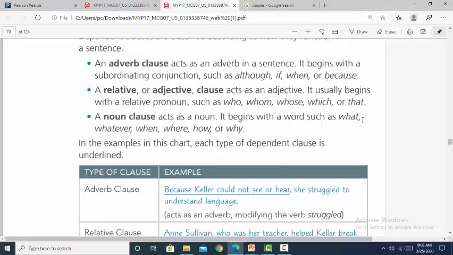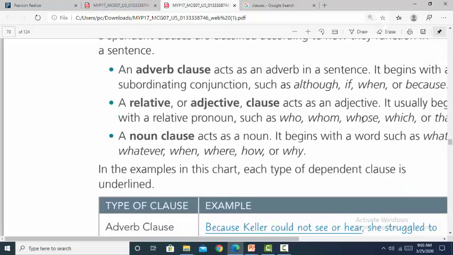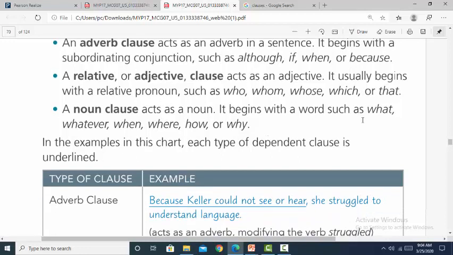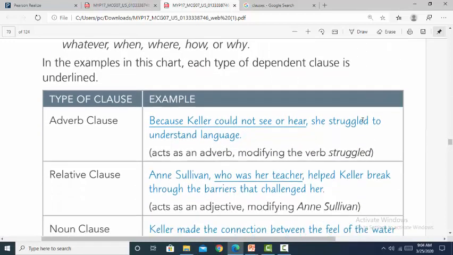We have three types of clauses. We have adverb clause, relative clause or adjective clause, and a noun clause. Regarding the adverb clause as written here, the adverb clause acts as an adverb in a sentence. It begins with a subordinating conjunction such as though, if, when, or because. And this is an example. Okay, adverb clause, this is an example.